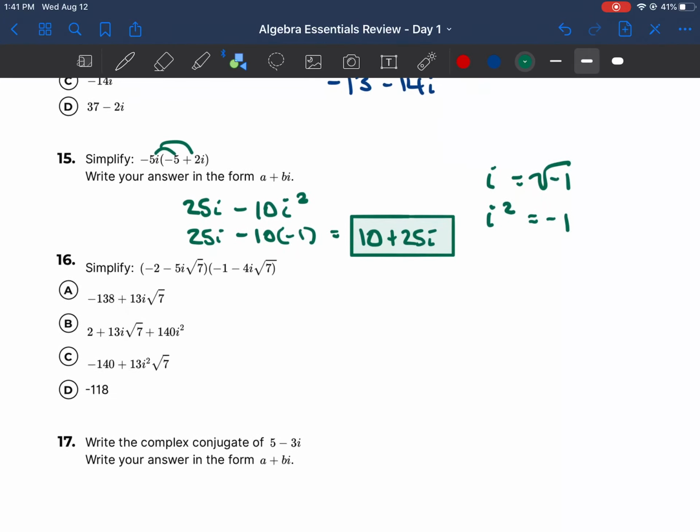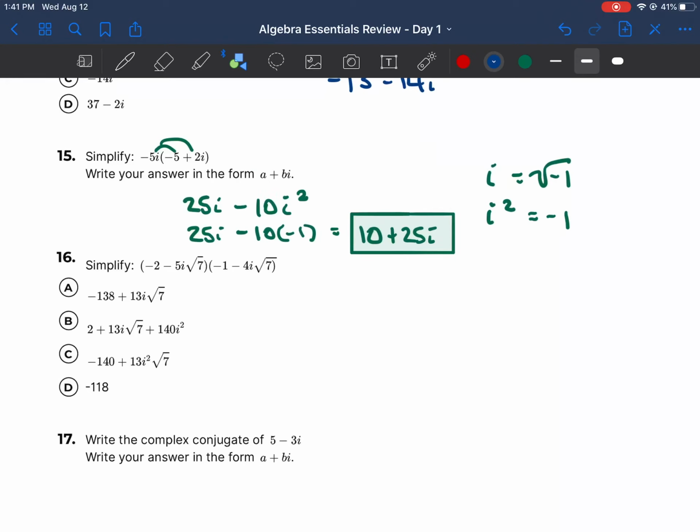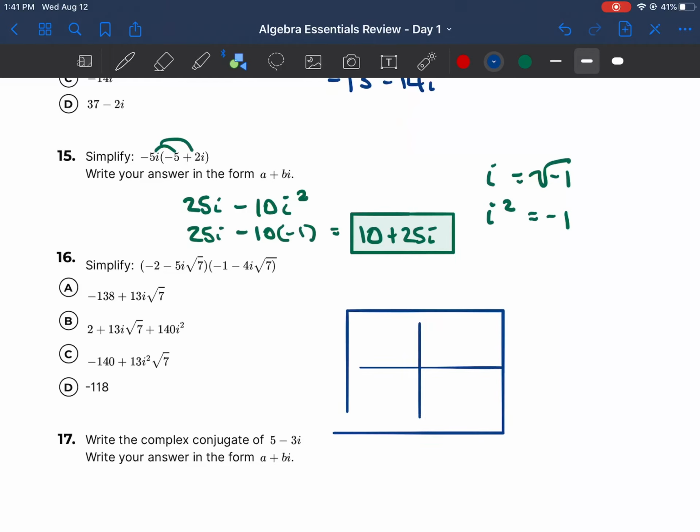All right, problem 16. We have complex number multiplication. I am a big fan of using the area method, or an area model, also known as the box method, to represent multiplication, because I think it presents it in a very visual way. So I'm going to set up a box. The dimensions of the box come from how many terms we're multiplying by. Notice that this is a binomial, or two terms, so I have a 2 by 2 box.